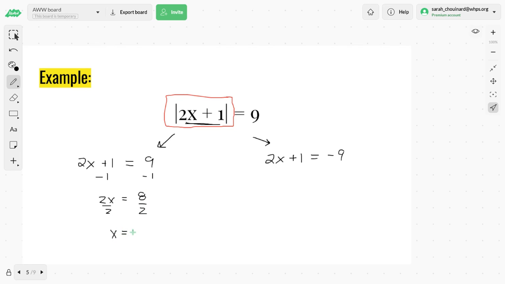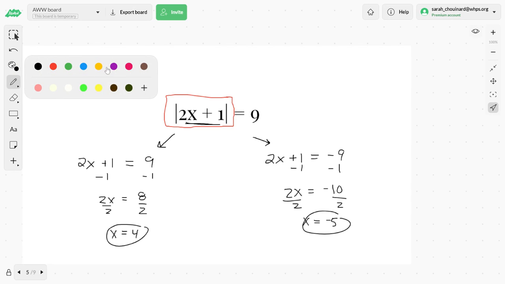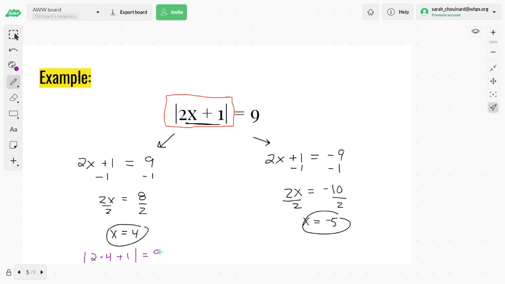Our first answer is that x could be 4. Our second answer, when we solve the second equation algebraically, is that x is -5. Those two values make sense because if I were to plug 4 into this equation, I would get 2 times 4 plus 1 inside the absolute value. 2 times 4 is 8. 8 plus 1 is 9. The absolute value of 9 is 9.